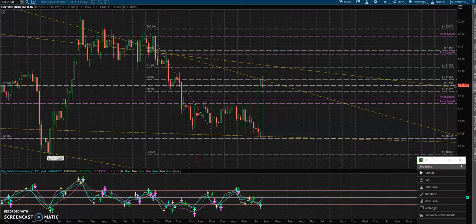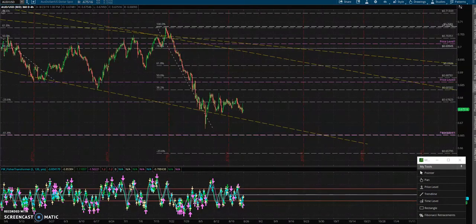I think this chart has some potential. I'm just going to kind of wait and see what it does. Next, we'll move on to the Aussie USD.